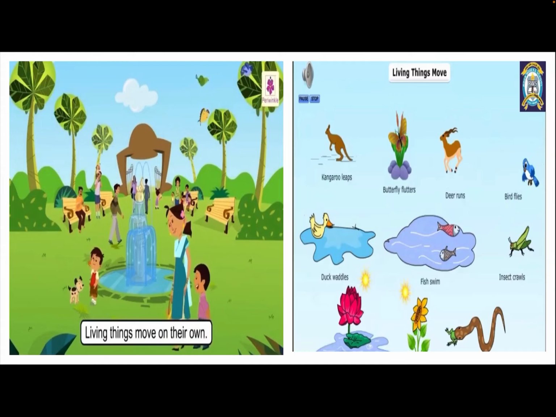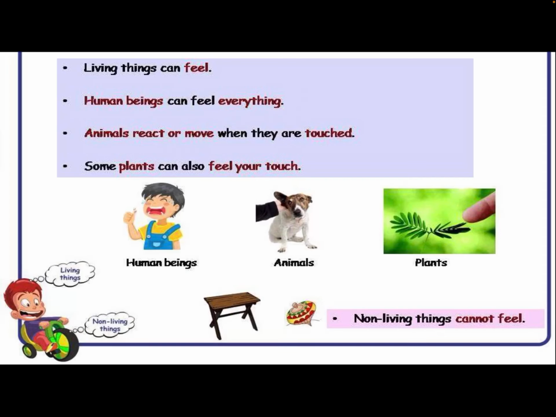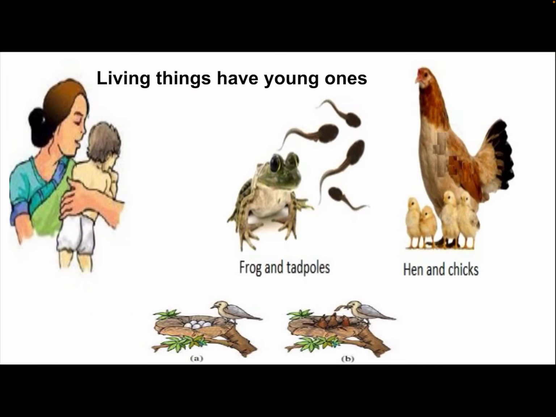Now all living things move. Birds fly and fish swim. Plants also move. The sunflower turns towards the sun. But non-living things do not move. Now living things feel. We drink water when we are thirsty. The leaves of the touch-me-not plant close when they are touched, as you can see in this picture. Now when animals feel hot, they cool off themselves. But non-living things like table, top, as you can see in this picture, cannot feel.